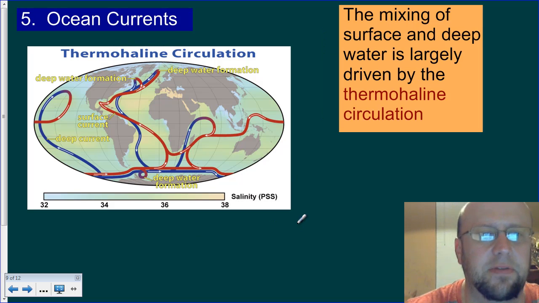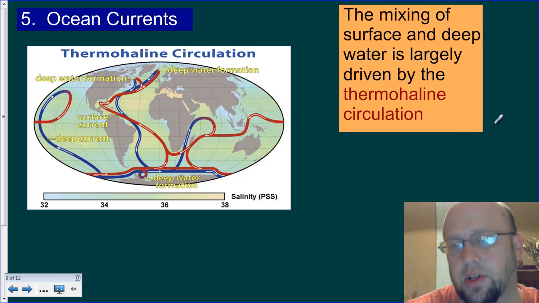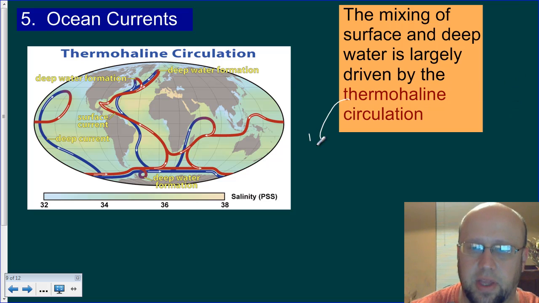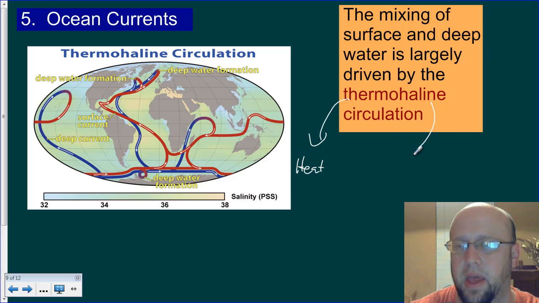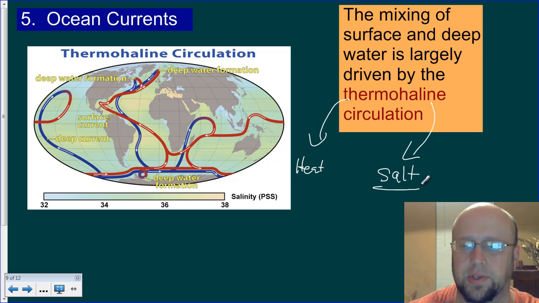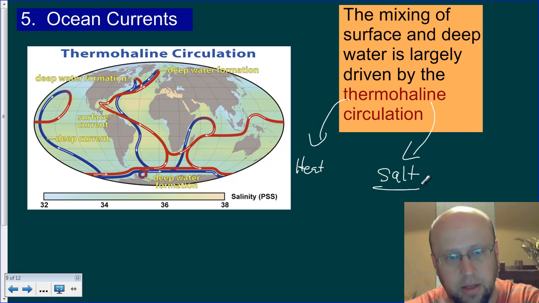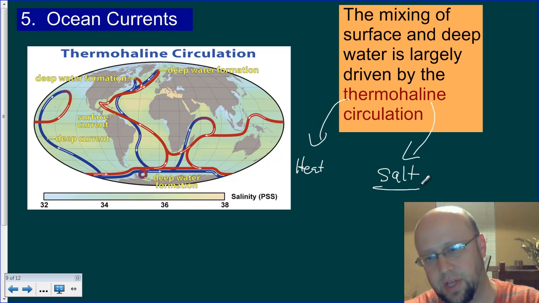The other big thing for ocean currents is the thermohaline circulation. So we can break that word down. Thermo, I don't think that's a big mystery to any of us. Thermo means heat. Haline might be a little bit different, but haline basically means salt. That comes from halides. So halides, sodium chloride. Chloride is a halide, and so that's where that's going to come from.